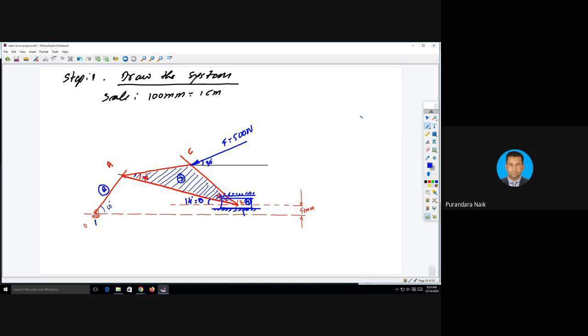All of you finish the figure? Okay. So we go to the next slide. Next, free body diagram.